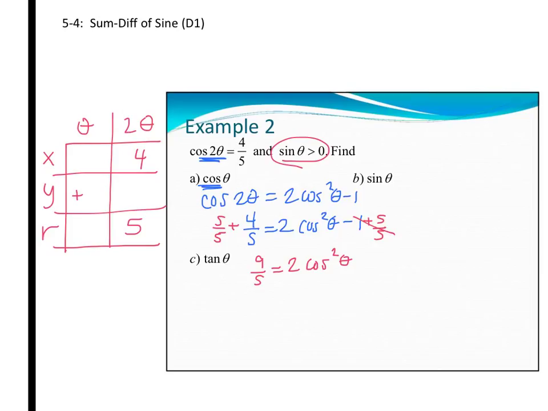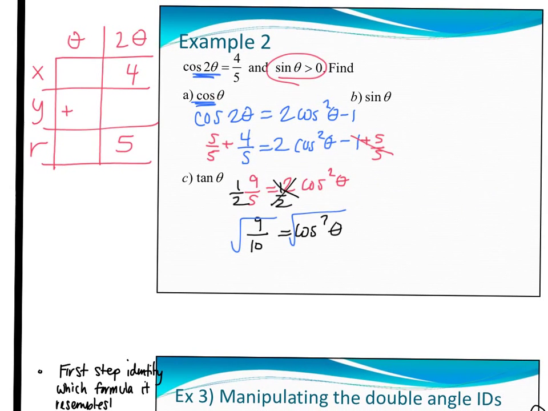And I want to get rid of this 2. So I'm going to think of it as timesing by 1/2 because that'll make my fraction work easier on the left, giving me 9/10 equals cosine squared theta. And then from here I want to square root both sides. Now when I square root both sides, I'm going to end up getting 3 over square root 10 equals cosine theta. Now we know that we don't want to leave our answer like this and we want to rationalize it.